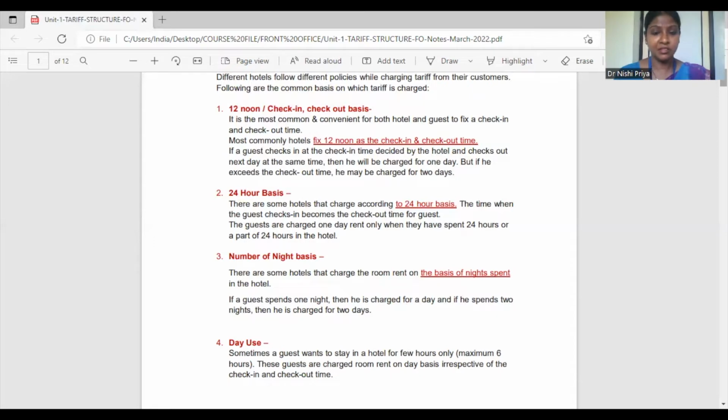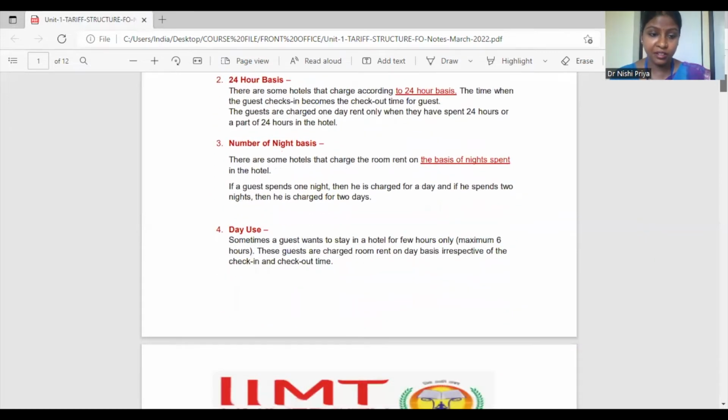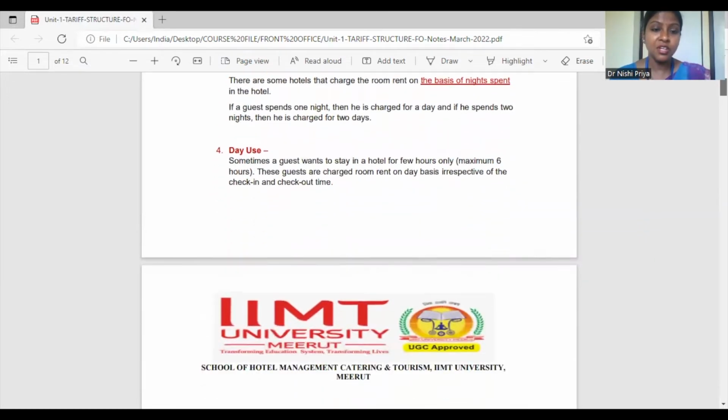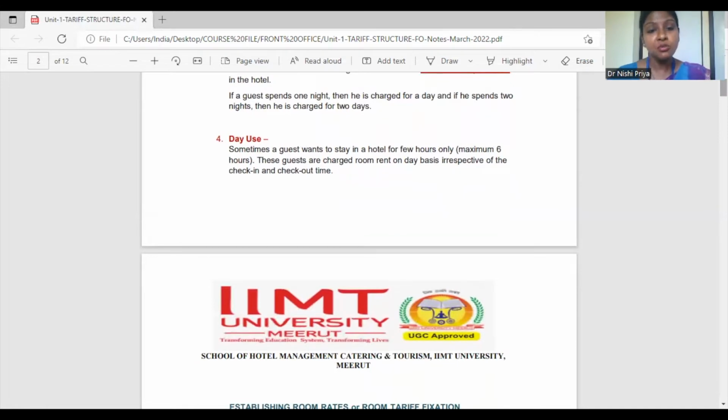Number of nights basis. Now, another common way of charging the room rent is that some hotels charge the room rent on the basis of nights spent in the hotel. If a guest spends one night, then he is charged for a day, and if he spends 2 nights, then he is charged for 2 days. So it depends on the number of nights the guest stayed, and accordingly the number of days of room rent increases.